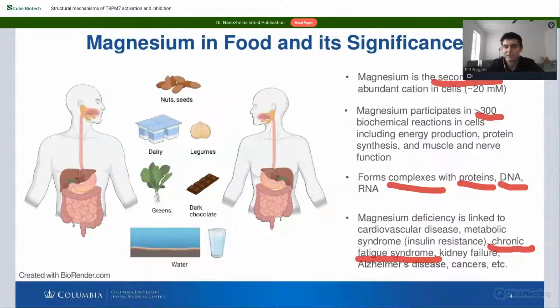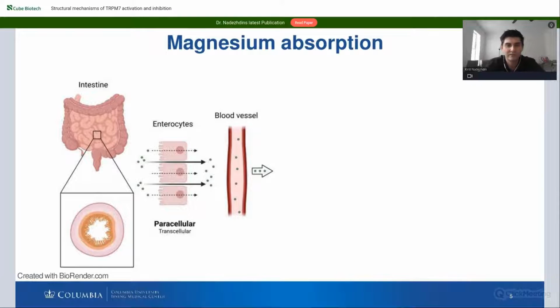So what happens with magnesium when it enters the body? It is absorbed in the intestine, in the colon.